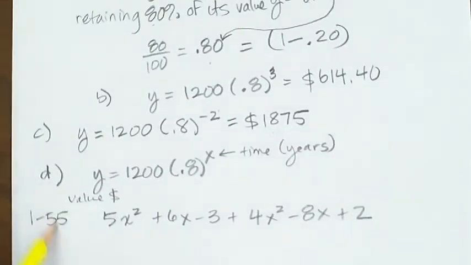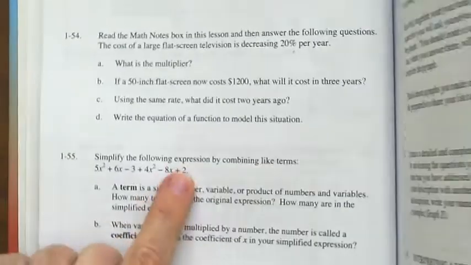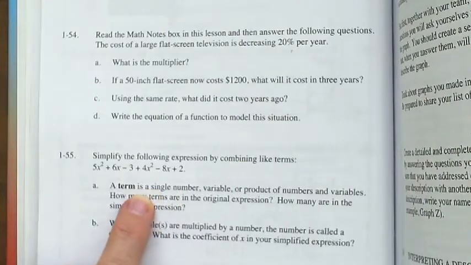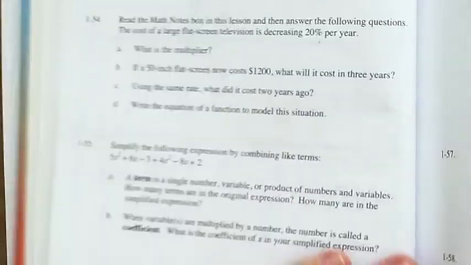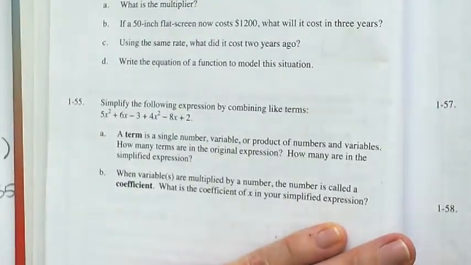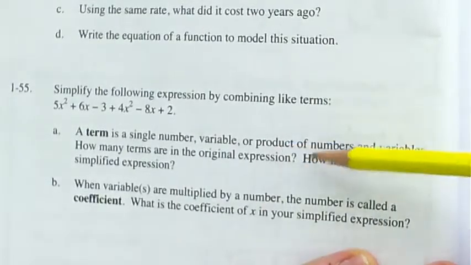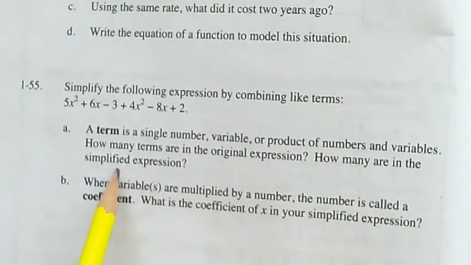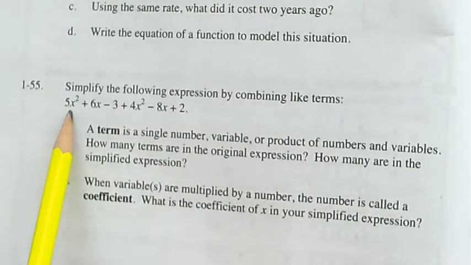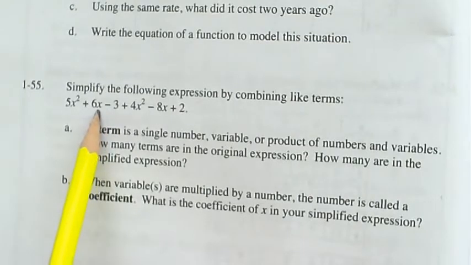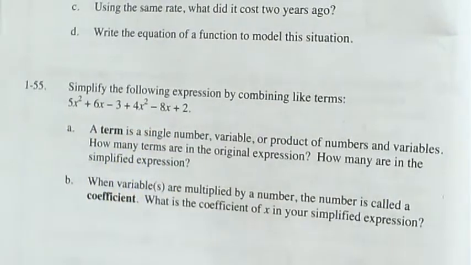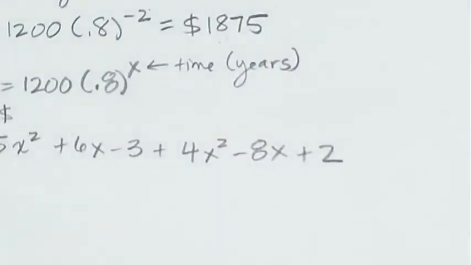Okay, for 155, it says simplify this expression by combining like terms. So a term, this is important for you to know, a term is a single number, variable, or product of numbers and variables. How many terms are in the original expression, how many in the simplified expression. So if we look at this expression, there's 1, 2, 3, 4, 5, 6. Each of those is a term. So there's 6 terms when we start.